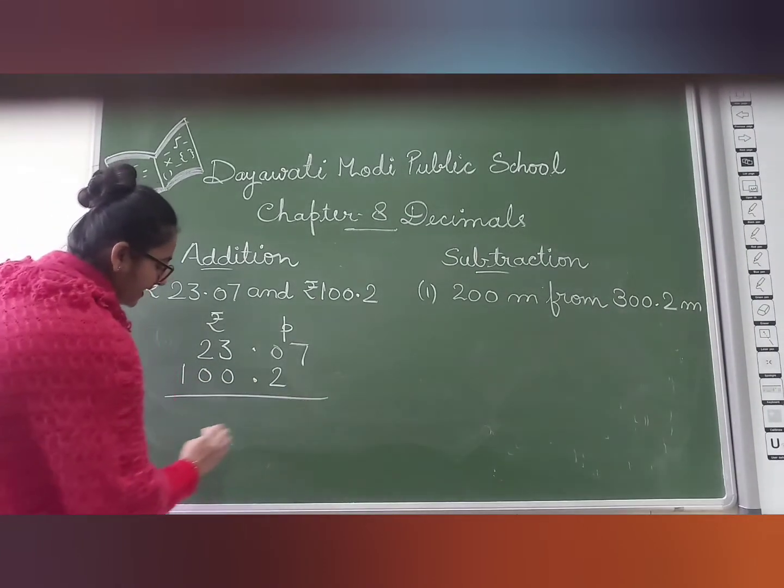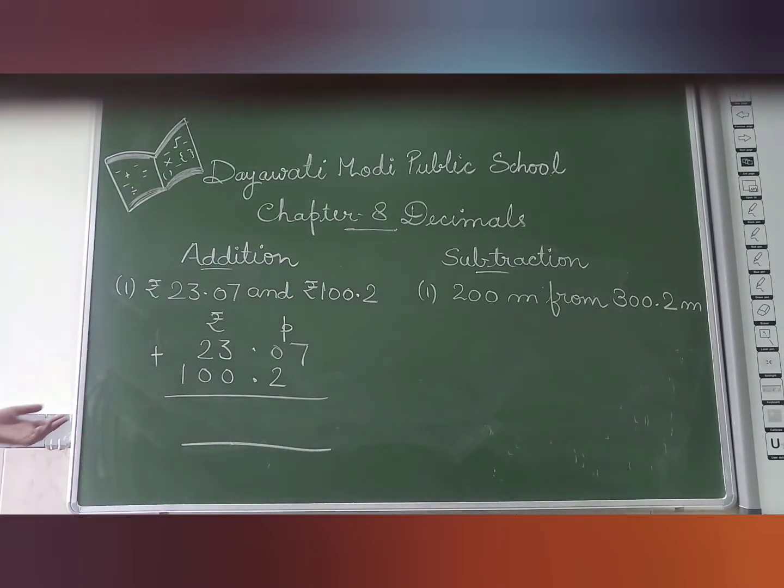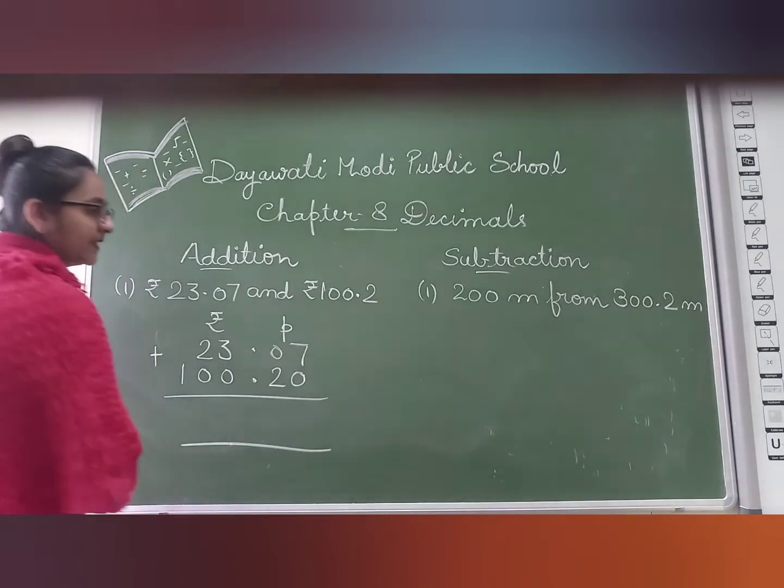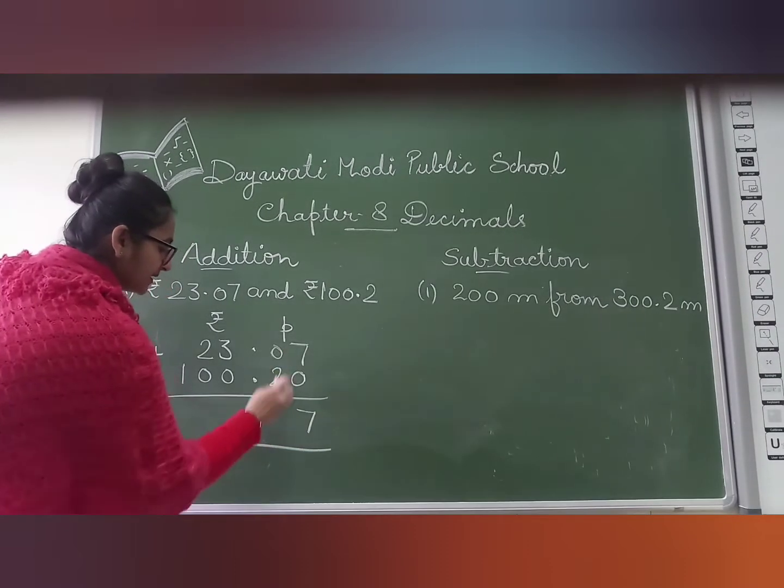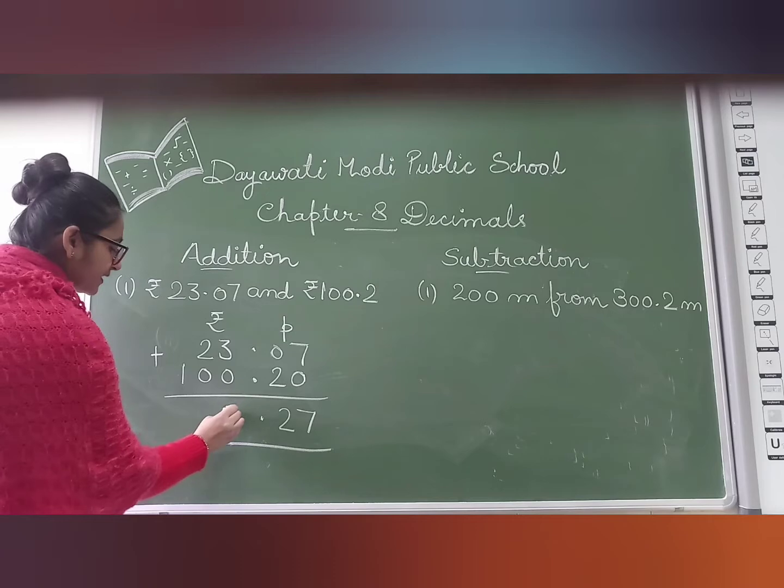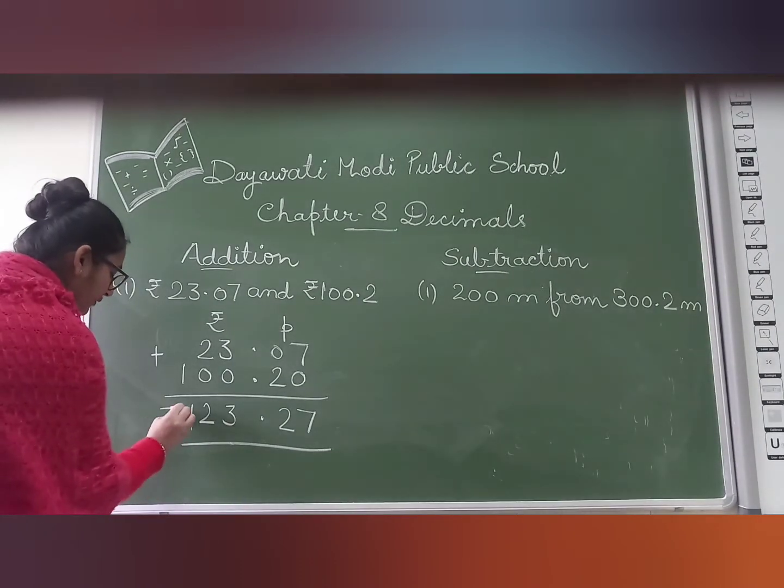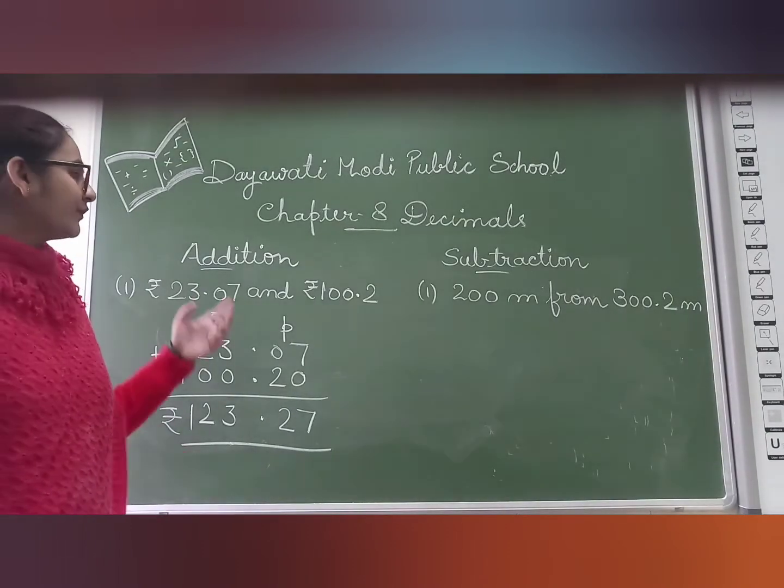You can place a decimal. Now you have to add. So you could make like decimals first for addition. Now 7 plus 2 is 9. This is 0 plus 0, 0. Put the decimal, and 3 plus 0 is 3, 2 and 1. So rupees 123 and 9 paise is the sum for the addition.